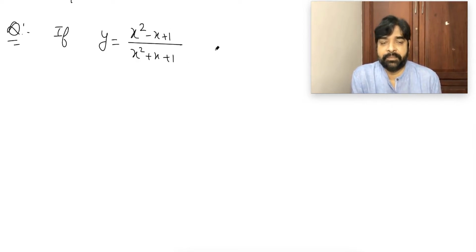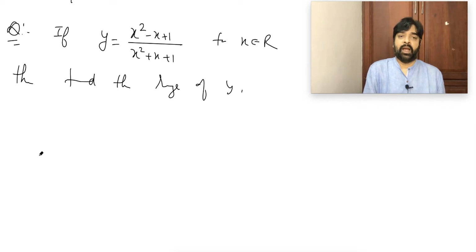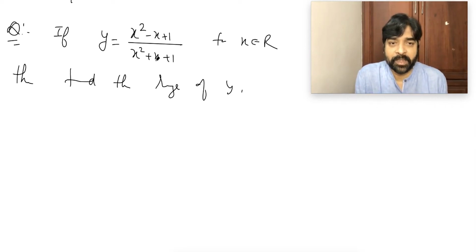I'll write one question for all of you. If y equal to x square minus x plus 1 divided by x square plus x plus 1, for x belongs to real numbers, then find the range of y. Of course, you cannot do it by graph because this is not a quadratic expression, this is a quadratic by quadratic. Do this question at home, and take it as homework for the next class. Next class will continue with this one.